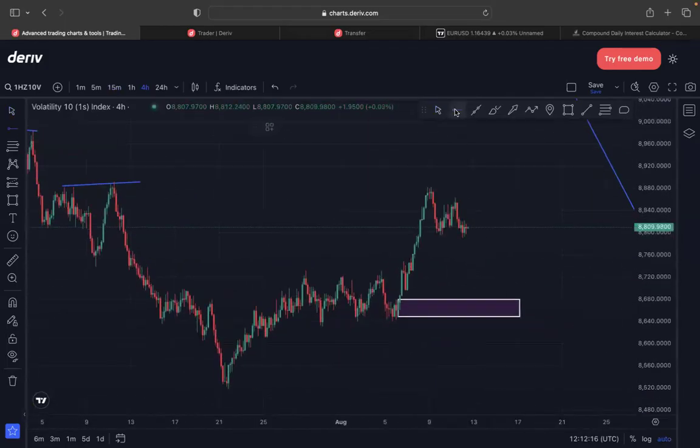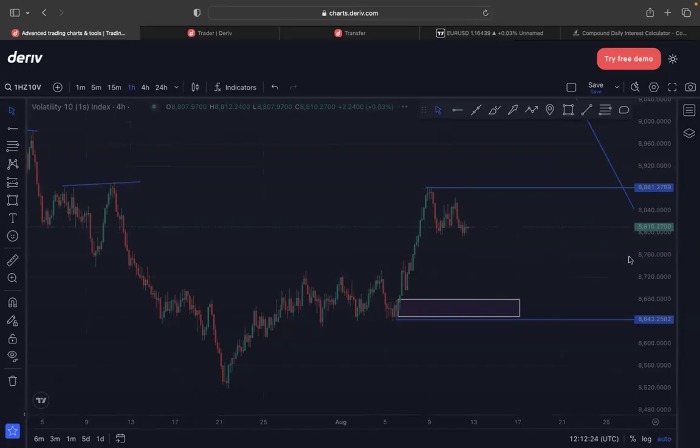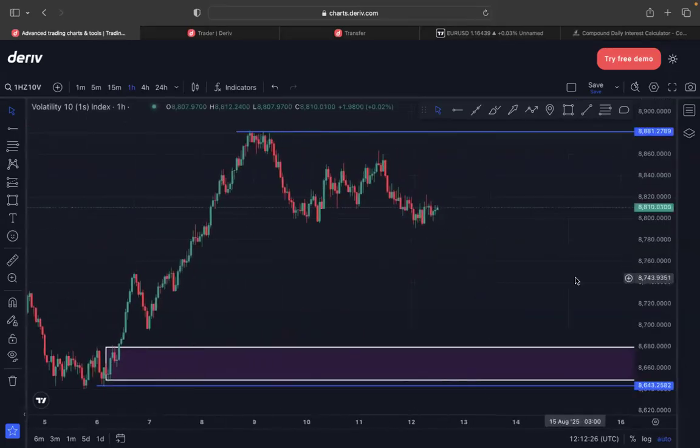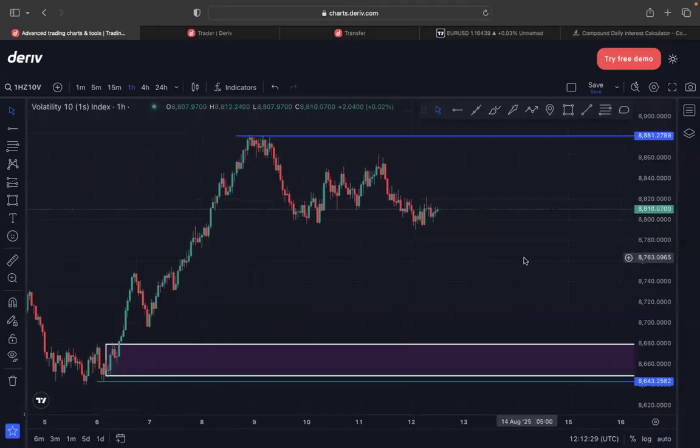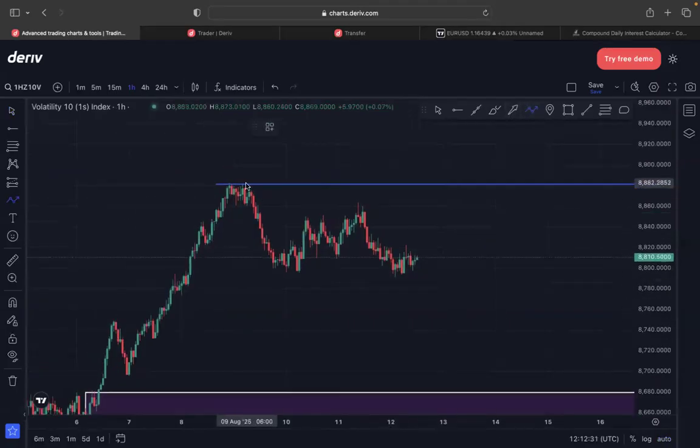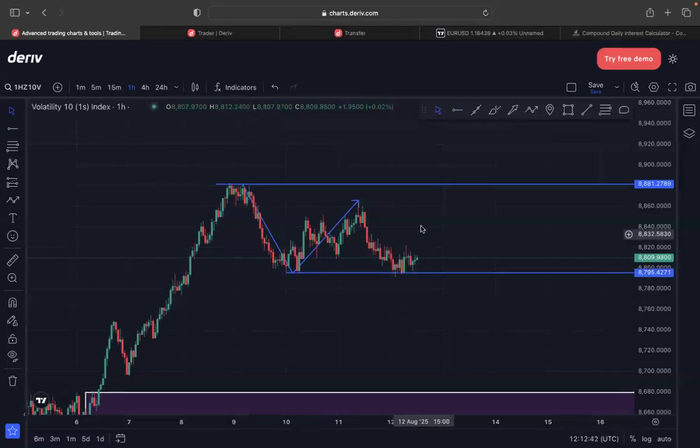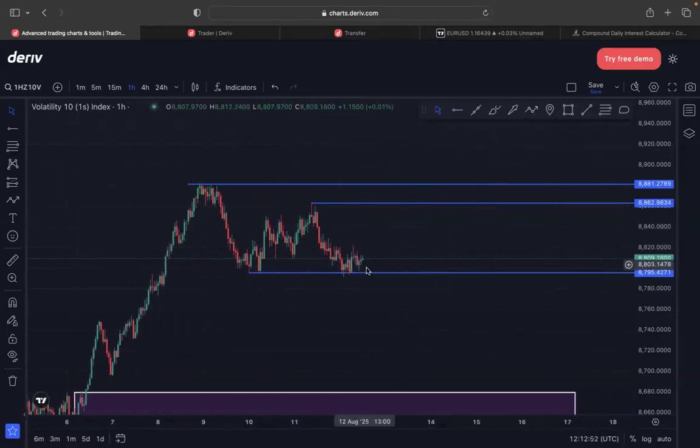Again, I like to mark out my point of interest. Now here, I'm going to mark my path, my market structure: lower low, lower high. Have we seen a lower low yet? No, that's not giving us the break of structure yet. So I'm waiting to see a break of structure right there.